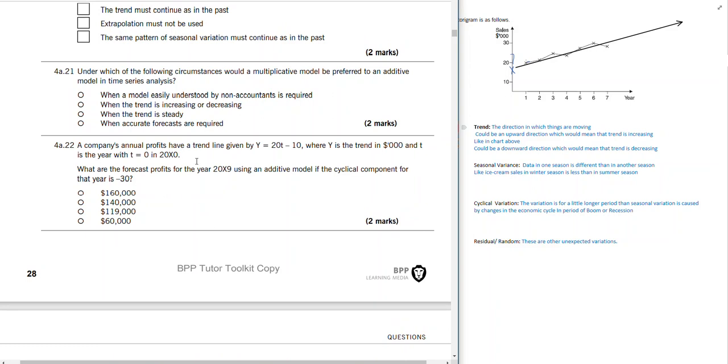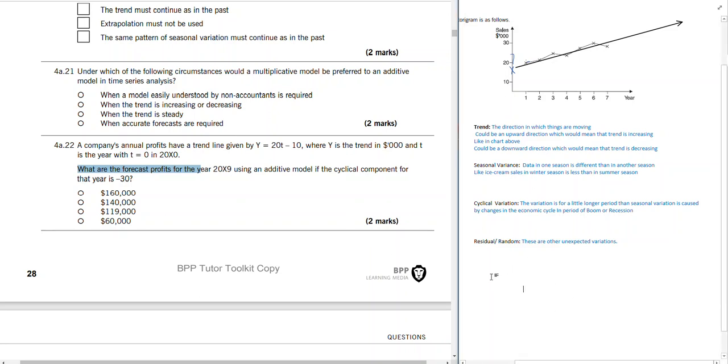Okay, a company's annual profit is given as a trend line y equals 20t minus 10, where y is in thousands and t is the years. T0 equals 2010. What are the forecast profits for the year 2019 using the additive model if the cyclical component for the year is minus 30?